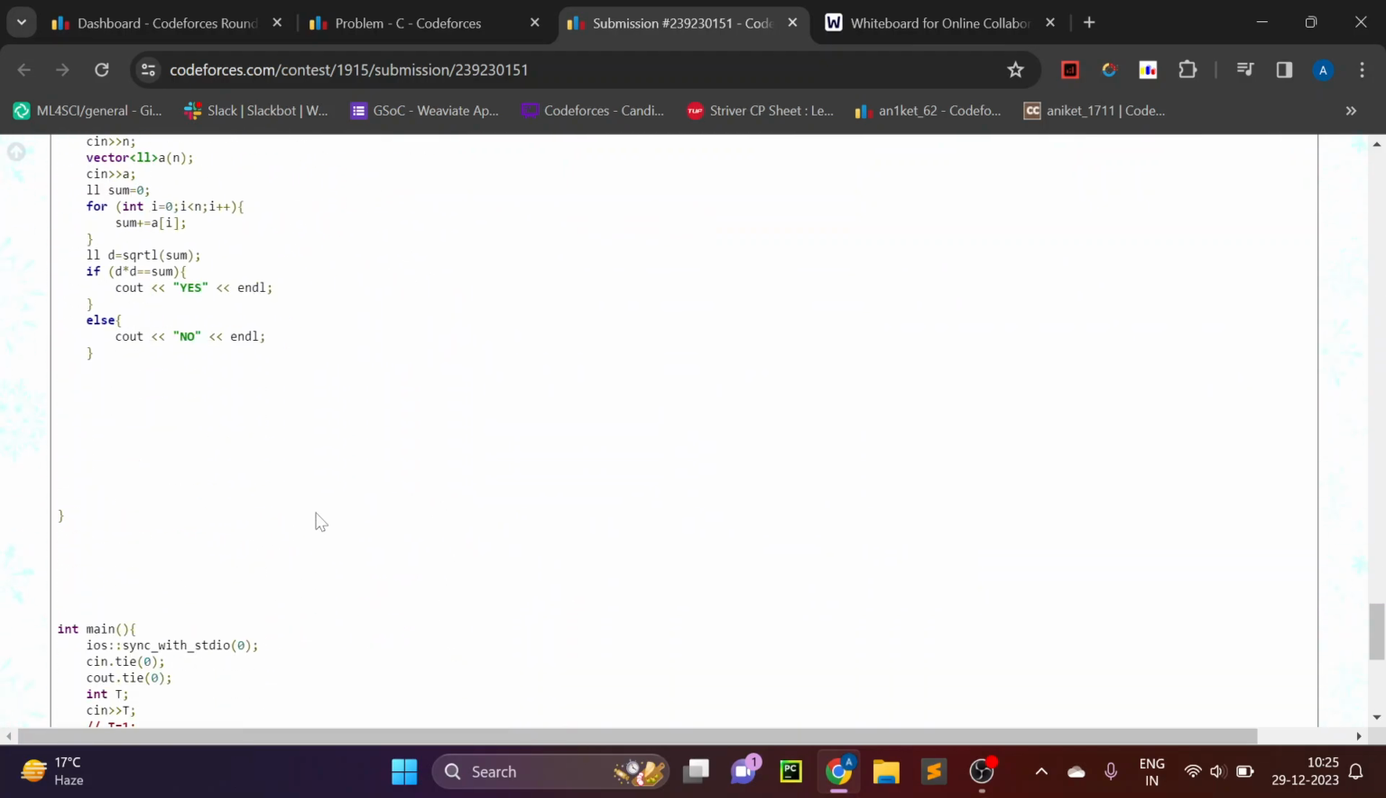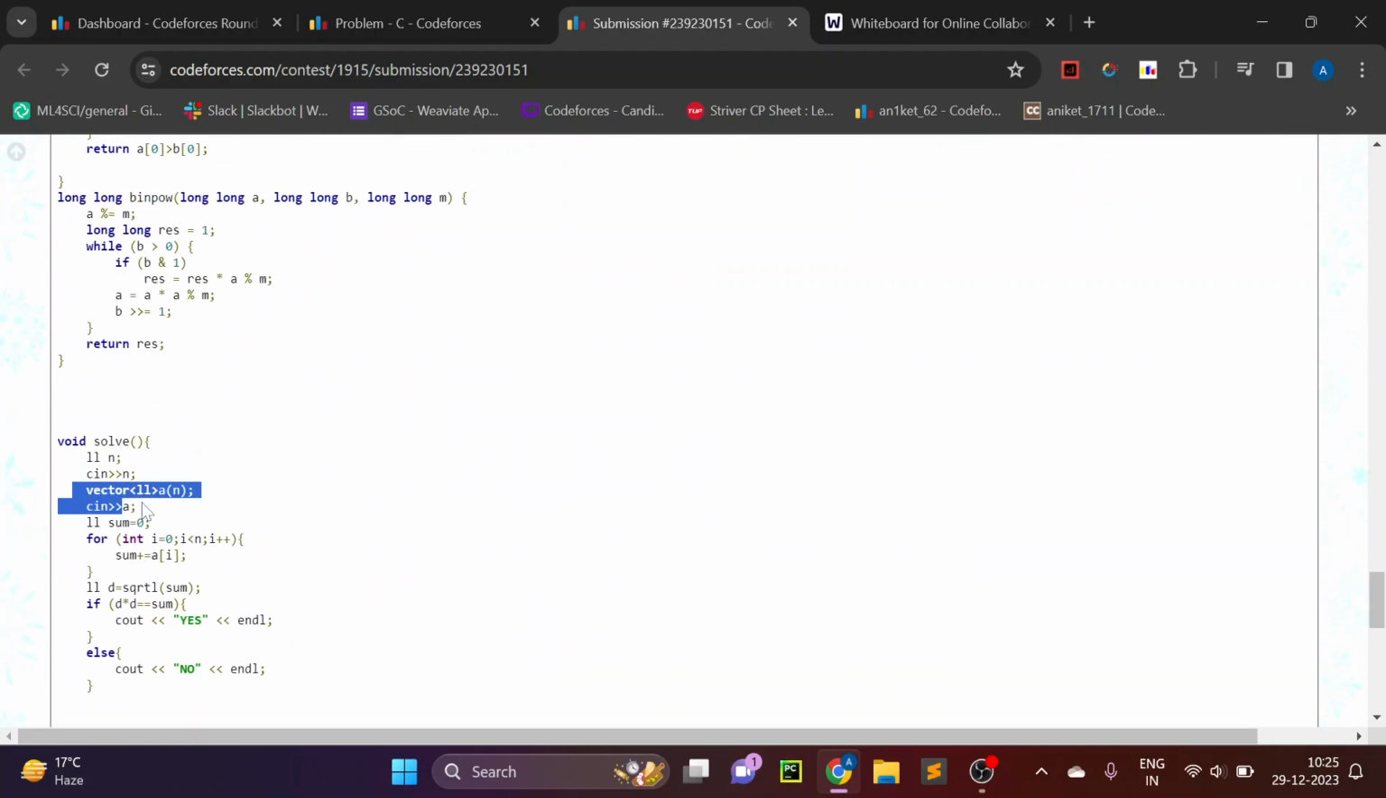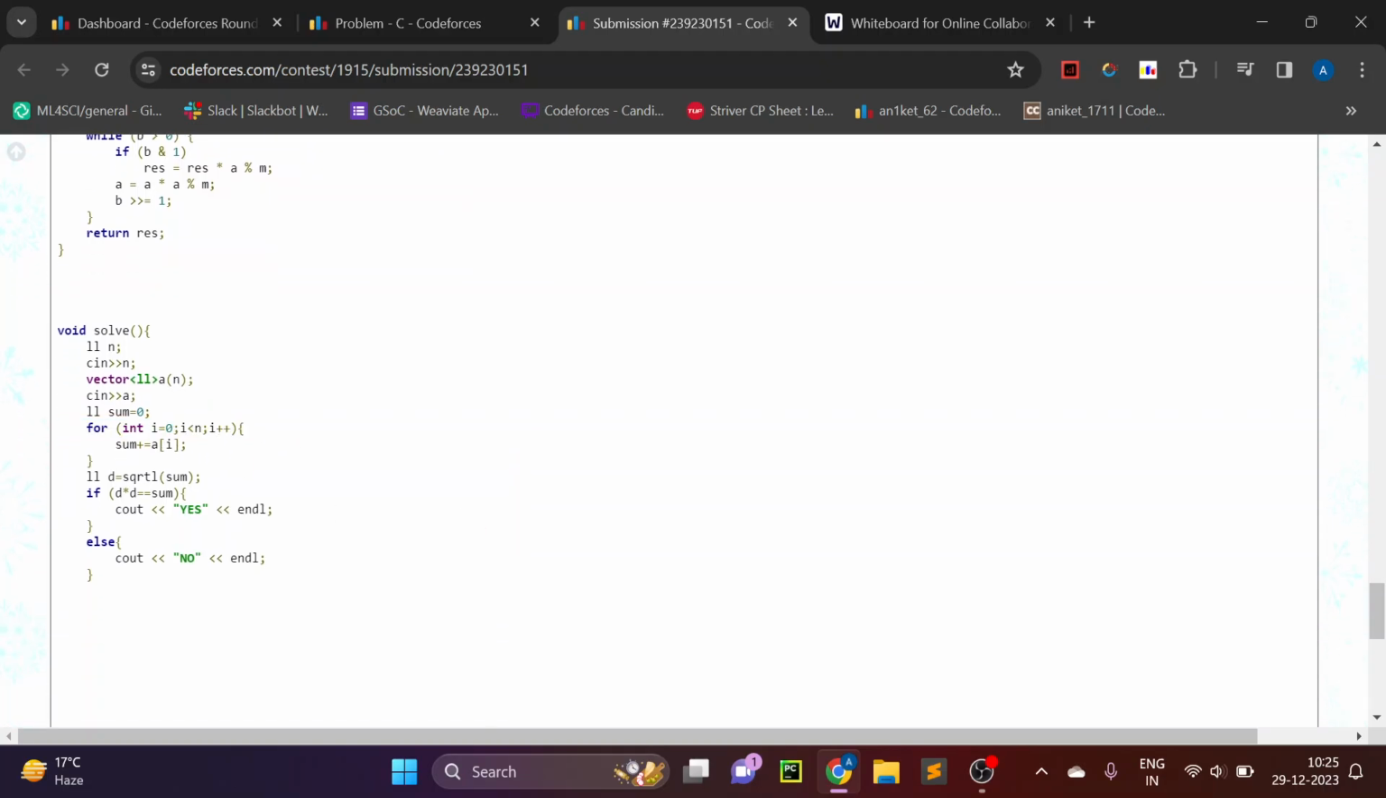So first I took an input, then a vector input, and calculated the total sum, and then I use sqrtl. I calculate the square root of the sum, and if d into d is equal to the sum, I will print yes, or else I will print no.